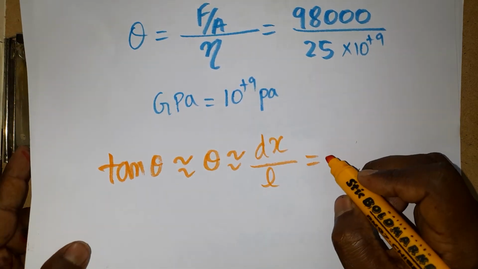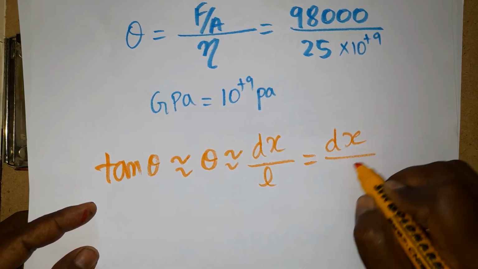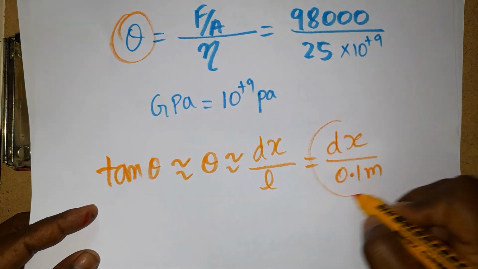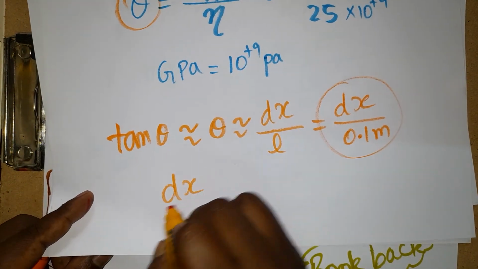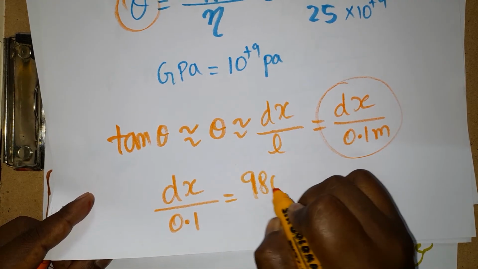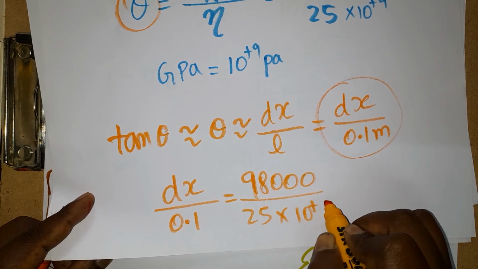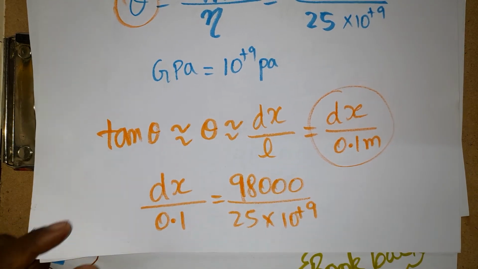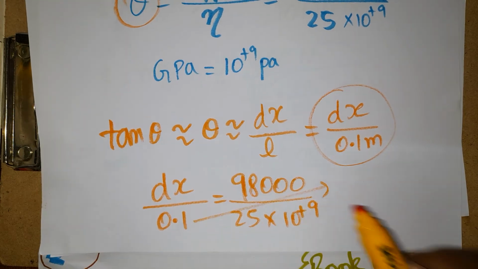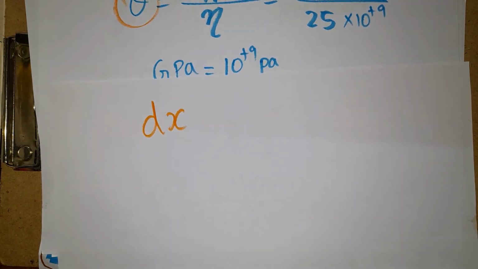L is 10 centimeter, which you can write as 0.1 meter. So dx divided by 0.1 meter is theta. Instead of theta you can take this much: dx divided by 0.1 is equal to 98000 divided by 25 into 10 power plus 9. Now this 0.1 you can bring to this side. Finally we will get dx, the change in length in the vertical direction, that we are going to calculate.